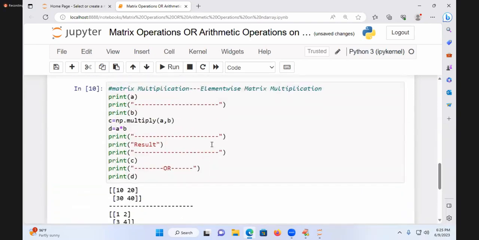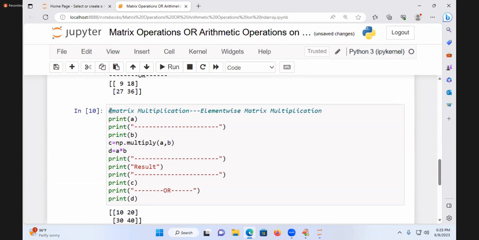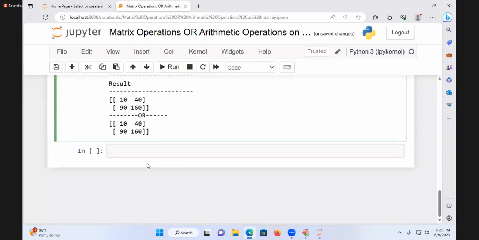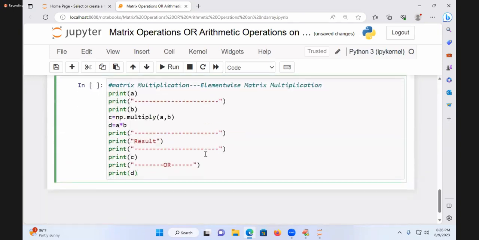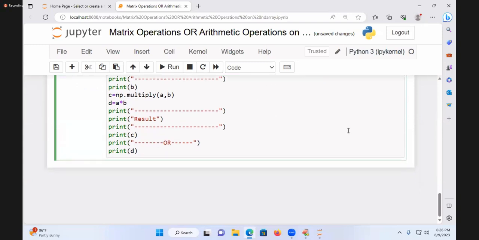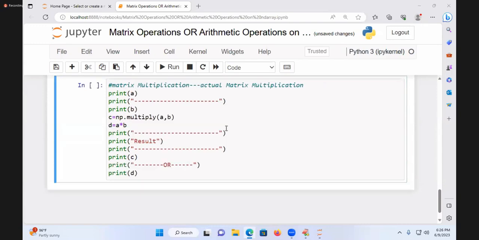element-wise matrix multiplication. But I need the original matrix multiplication. How to do that? Now I am going to show you the original matrix multiplication. I will explain the flow for you first. Now I am writing actual matrix multiplication. What is my matrix multiplication, guys?